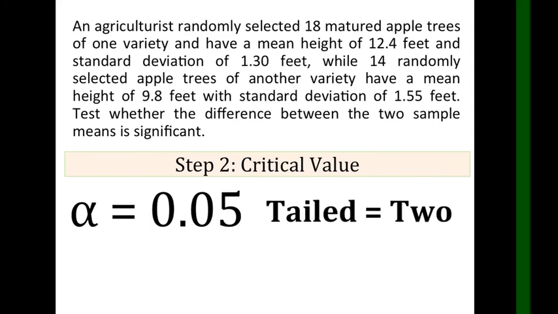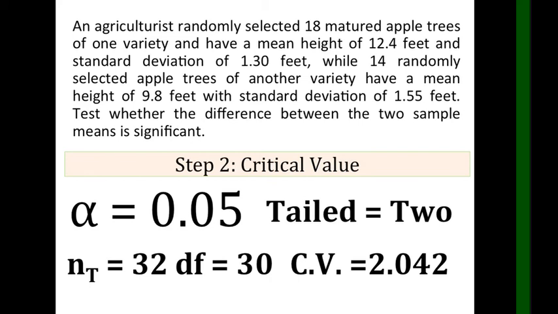Okay? So tailed is 2 and n is 32. We're talking about the total here. But individually, there are 14 and 18. Therefore, they are less than 30. So our DF is 30, which is n minus 2, and CV is 2.042.